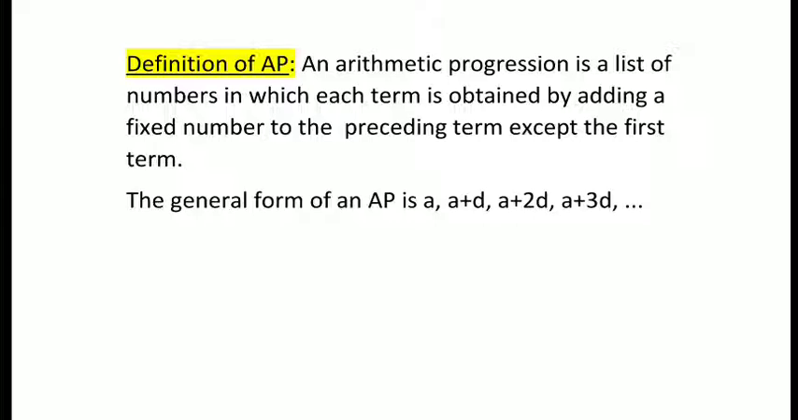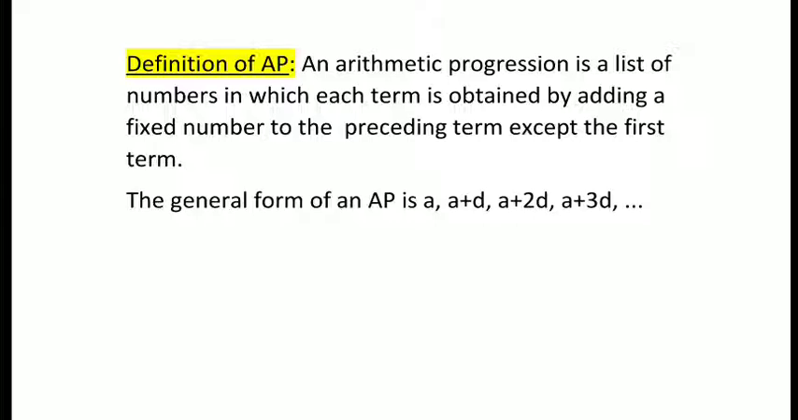Let us come to the screen. An arithmetic progression is a list of numbers in which each term is obtained by adding a fixed number to the preceding term, except the first term.